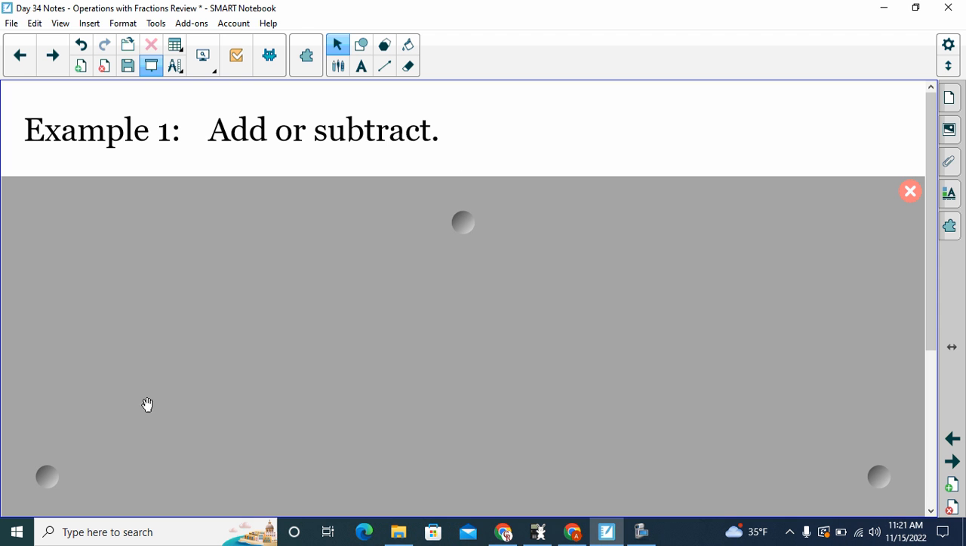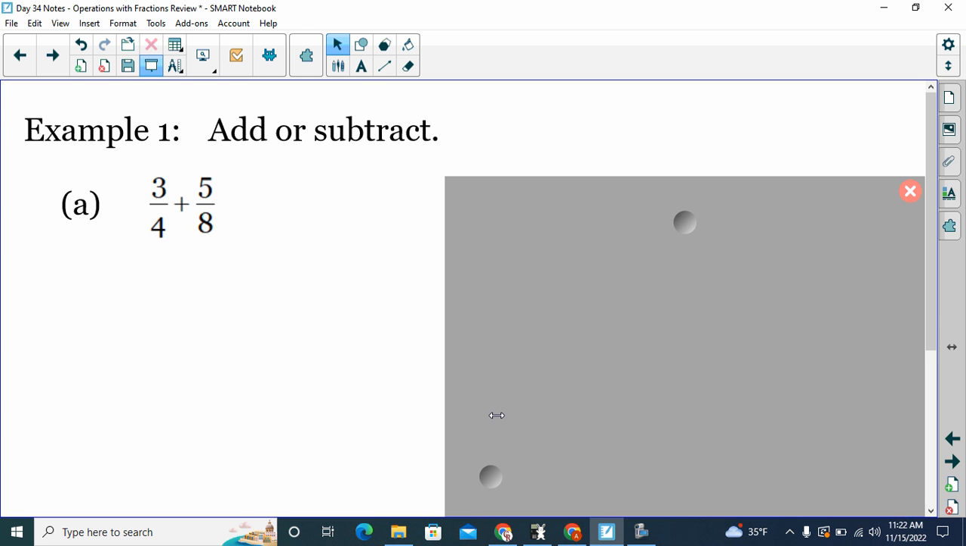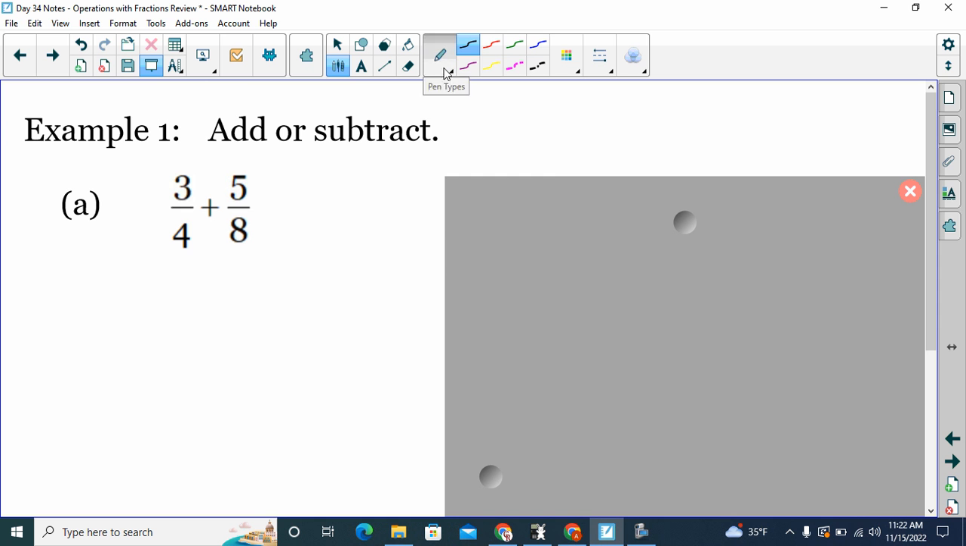Let's take a look at example 1 here. Example 1 asks us to add or subtract each of the following. Part A is an addition problem. We are asked to add 3/4 and 5/8. 3/4 plus 5/8. So we want to start by looking at the denominators. Our denominators are 4 and 8. We need to make those both the same thing.